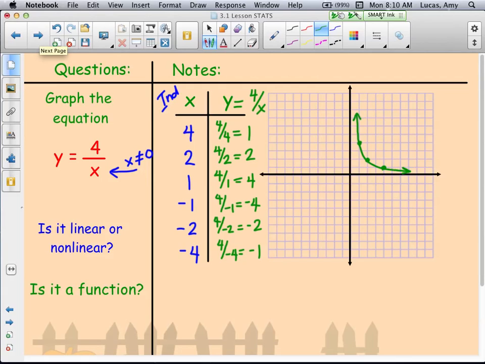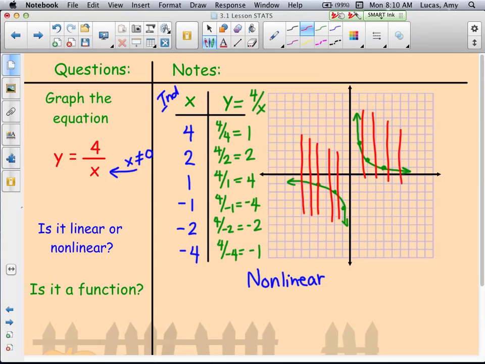And then the other 4 points, -1, -4, -2, -2, and -4, -1, give us a similar curve like that. This kind of a graph is called a hyperbola. And if you are analyzing if it's linear or nonlinear, well, it curves, so it's clearly nonlinear. But as far as the vertical line test goes, each one of these does touch only once. So it is a function. It's nonlinear, but it is a function.